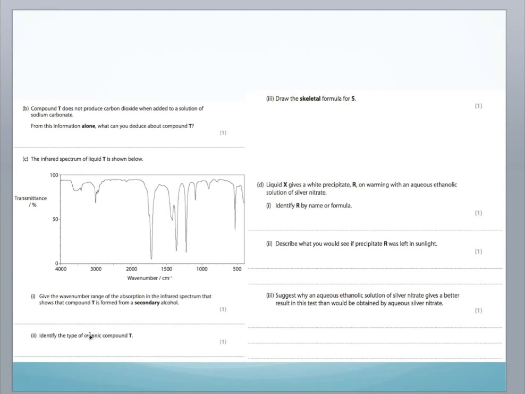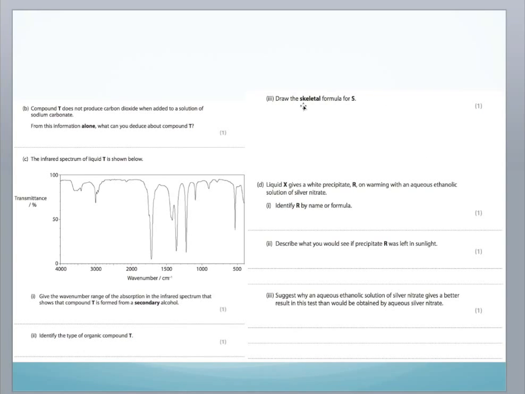Then the next question is asking us to identify the type of organic compound that T is. Well, we know that we have a secondary alcohol that is being oxidized, therefore it is a ketone. So this is the answer for this question.